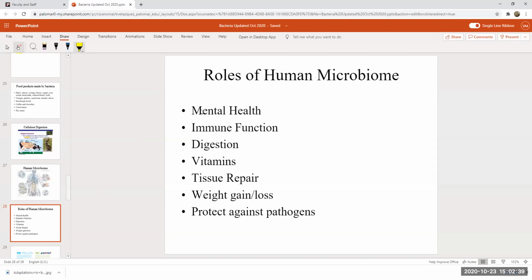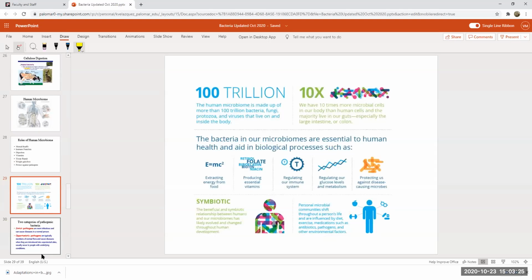This is just a short list of the beneficial roles of those symbiotic bacteria that live in you and on you. They dictate your mental health, your immune function. In fact, we're learning more and more about how bacteria train our immune system to do its job. Digestion of your food, absorption of nutrients, producing vitamins that we cannot get in our diet, things like vitamin K and certain B vitamins that are all manufactured by symbiotic bacteria in your colon. Tissue repair, whether you lose or gain weight, protection against certain pathogens, regulating blood sugar. These are many of the important roles of bacteria in your gut and throughout your entire body. And there are many more than that.